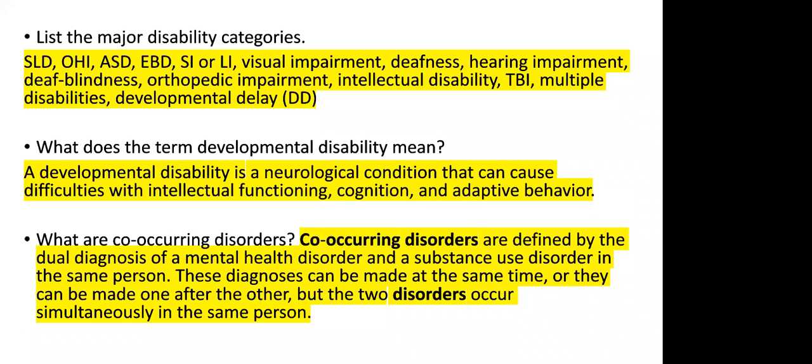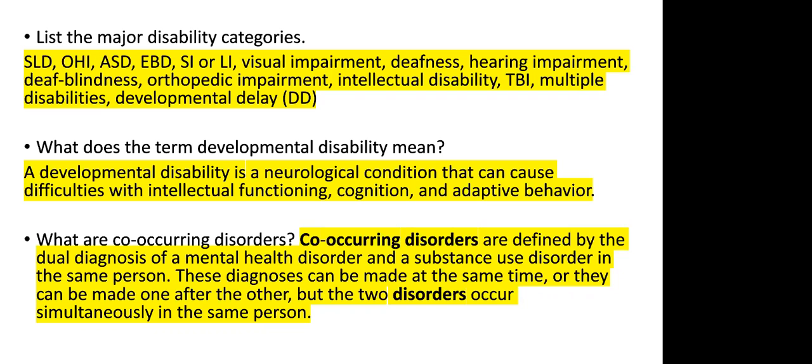Here's some major disability categories that are recognized by the IDEA. Almost every state is including a 14th category, which is developmental delay. Some states do not, but that's for you to know because you may be teaching in another state besides Tennessee. And we do recognize developmental delay as a disability category. What does the term developmental disability actually mean? So I gave you a definition for that in case you were not aware.